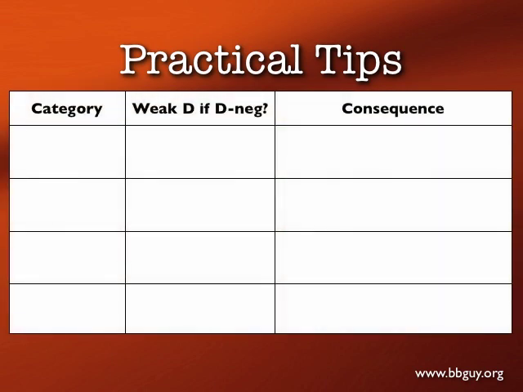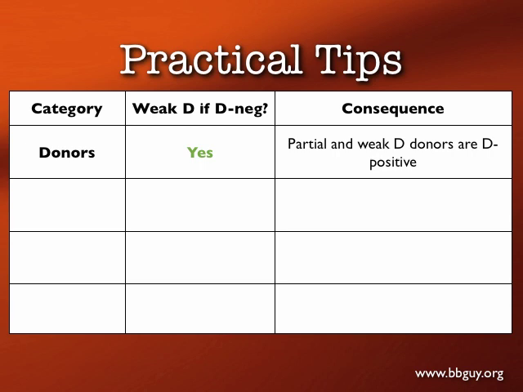So this brings us again to a table that shows you exactly what I'm talking about. If you're a blood donor, and we are required to do a weak D test if you're D negative, that's obvious. And so as a result, the consequence is that partial and weak D donors end up D positive, and that's fine.